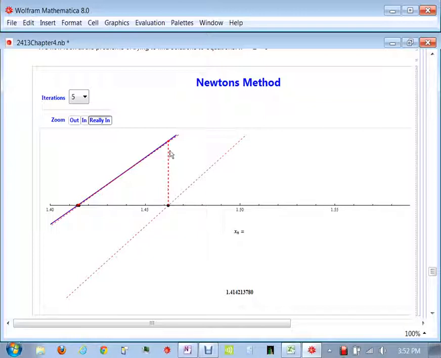And now we do that again, and we come over here. And look how close we are on the third application of Newton's method. On the third application, look how close we're going to be to the true answer. Right? And then you could keep going.